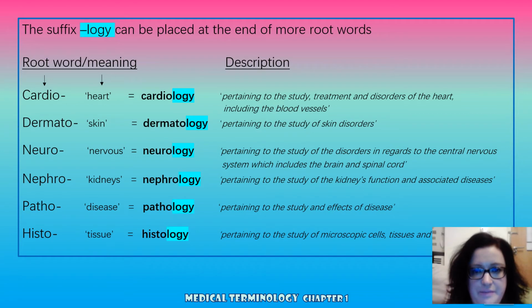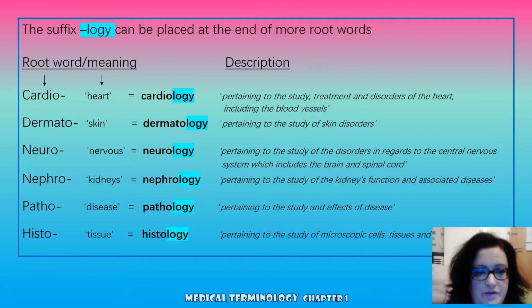But it also means it's a lot broader than that. So it's a study of the treatment, the disorders, the blood vessels. But when you see that, you know that this is a study, so it's the science behind the heart. So anything to do with the heart. So if you see the word cardio, you know that that piece of literature is something to do with the heart. The next word is dermato. So that means skin. So when you see dermatology, you know that it's about the study of skin disorders or something related to the skin.